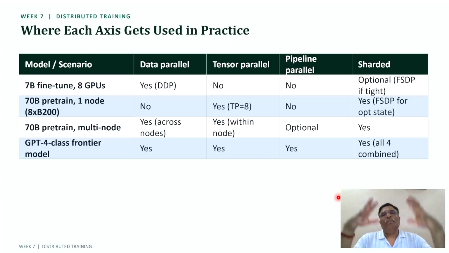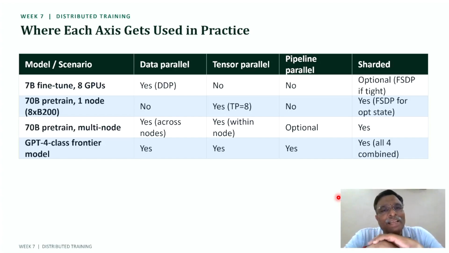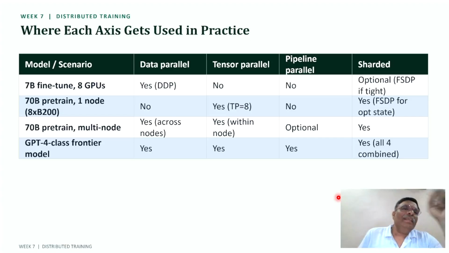So let's try to see the practical aspects of when each of these things is used in practice by the industry. Let us say you have a scenario wherein you have a 7 billion parameter model to fine tune. You have got 8 GPUs. So what will you use? You will surely use data parallelism, DDP. Tensor parallel is not required here, pipeline parallel is not required, and FSDP if you require certain more things. So sharding is actually used.